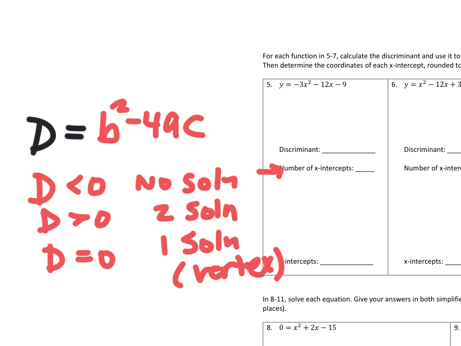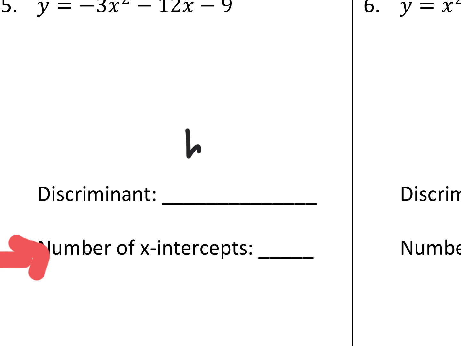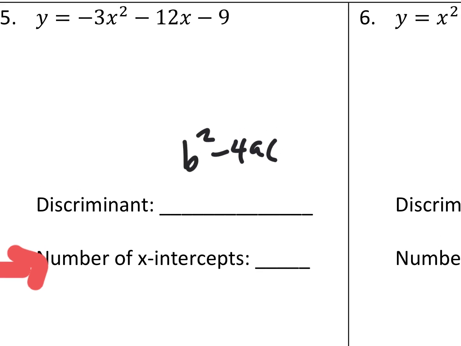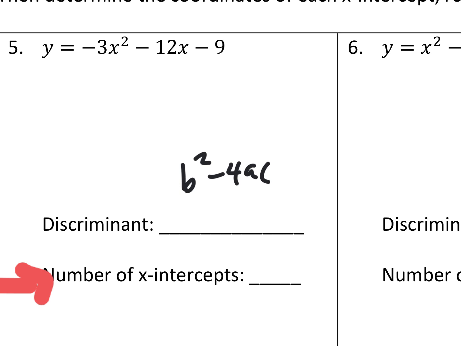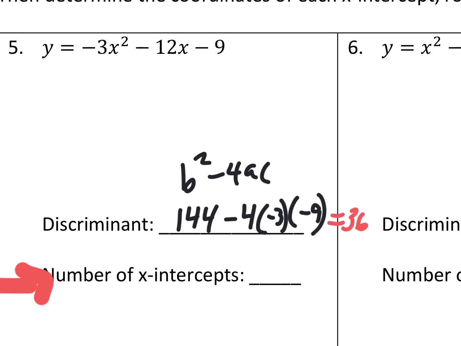So if we actually do this discriminant here, we would do b squared minus 4ac, and b is negative 12. So squared, it's going to be 144 minus 4 times a, which is negative 3, times c, which is negative 9. Those numbers are pretty big, but if memory serves, this comes out to 36. Can anybody verify? Yep, some kids verified they got 36 also. If this equals 36, how many answers will there be then? 2, because it's positive. If that's positive, you get 2 answers.